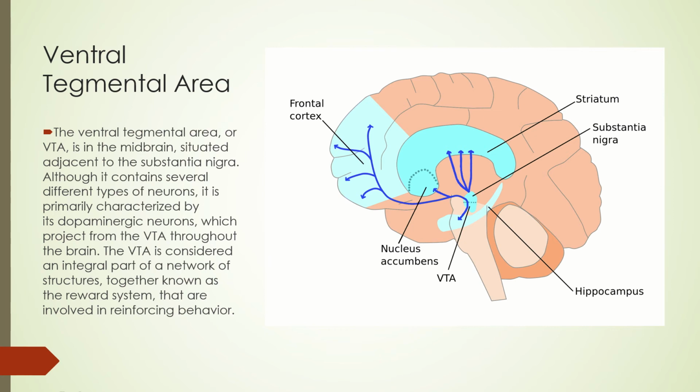Another structure that also synapses and releases dopamine is located adjacent to the substantia nigra, and this is known as the ventral tegmental area. The ventral tegmental area is located in the midbrain, adjacent to the substantia nigra. Although it contains several different types of neurons, it is primarily characterized by dopaminergic neurons, which project from the ventral tegmental area throughout the brain. Due to these projections, it is considered an integral part of a network of structures, together known as the reward system, that are involved in reinforcing behavior.